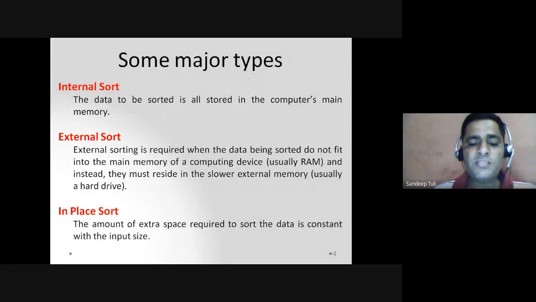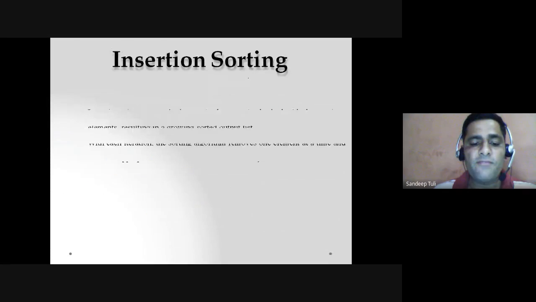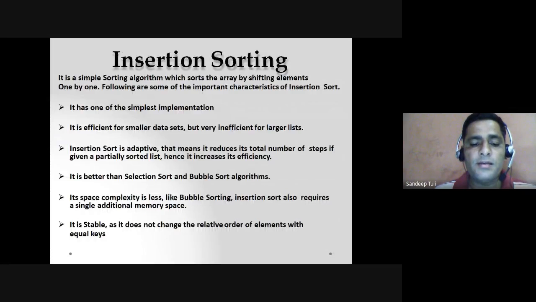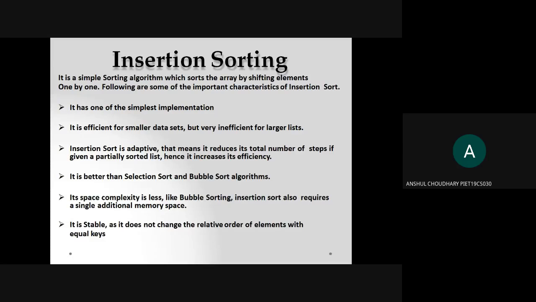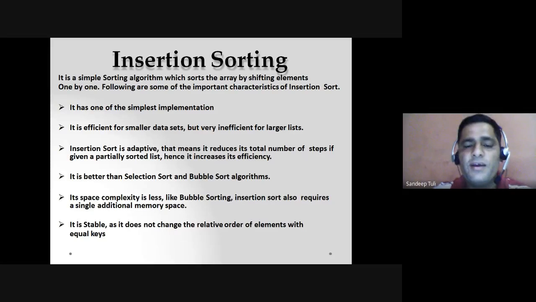The amount of the extra space required to sort the data is constant without the input size. So here what we have required is a single additional memory. Why is a single additional memory required? Can anybody tell me in that case? We are applying the shift operation on a single element. Yes, we are trying to shift ना actually.